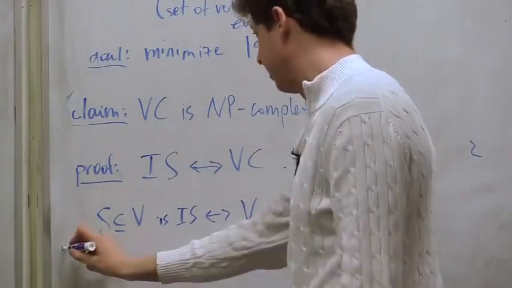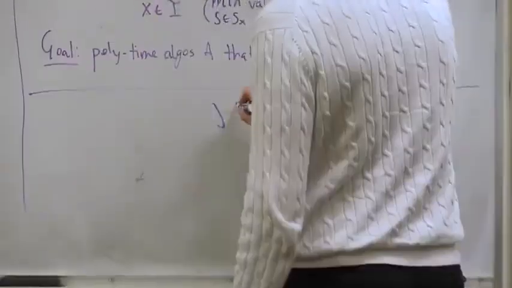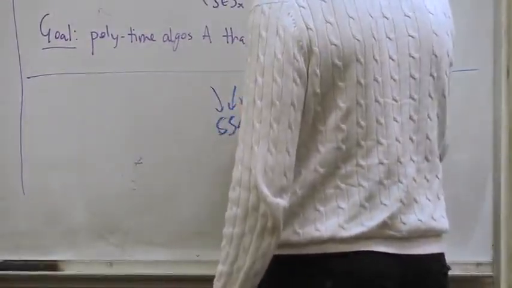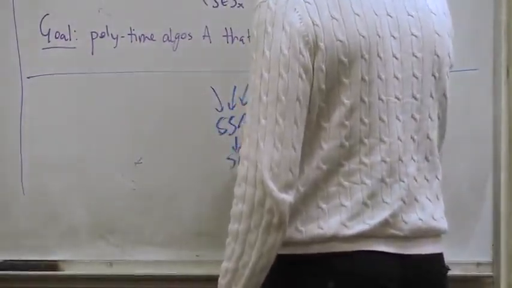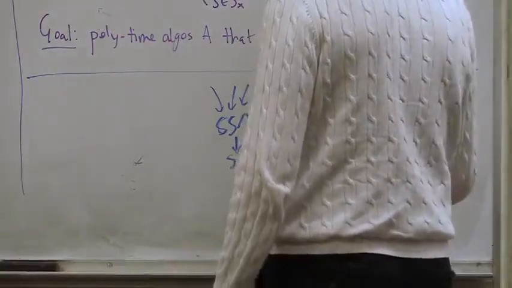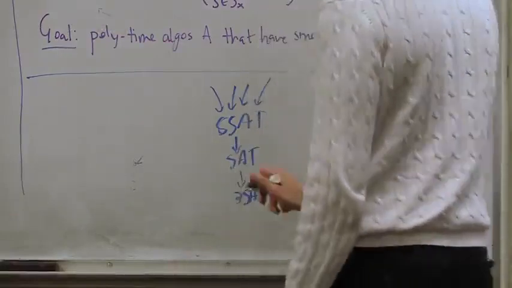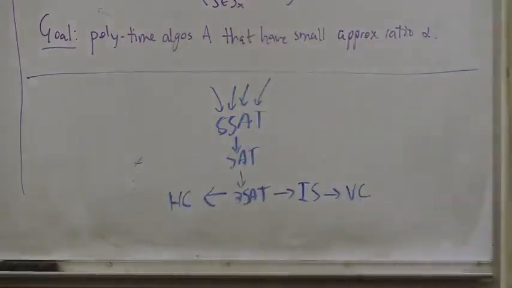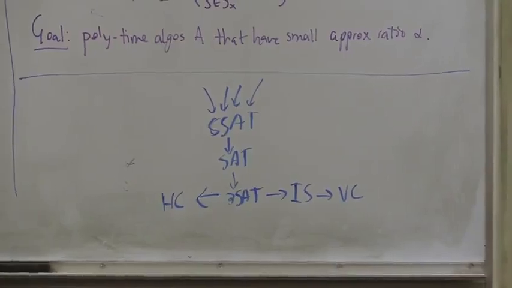Maybe I'll put here the diagram that we had last time. We showed that everything goes to C-SAT, C-SAT reduces to SAT, SAT reduces to 3-SAT, and 3-SAT reduces to independent set, which now we know also reduces to vertex cover, and 3-SAT also reduces to Hamiltonian cycle, right? That was the map from last time. All right. So here we have an NP-complete problem.